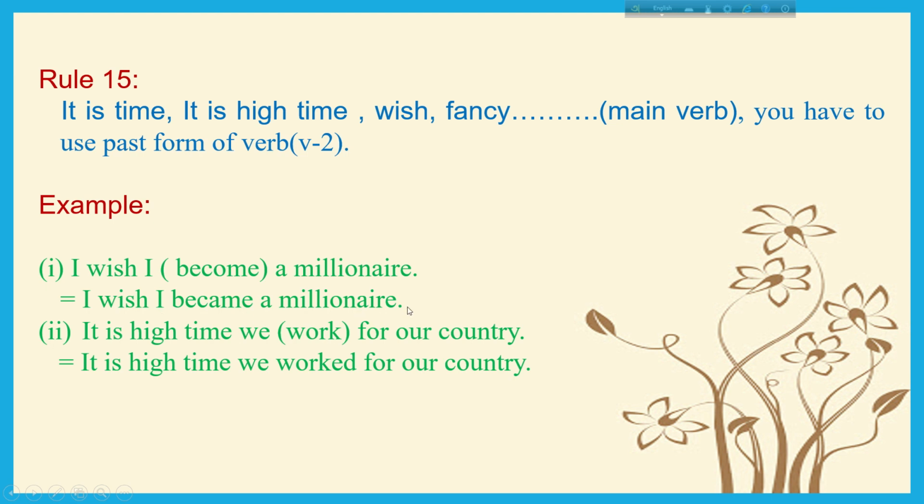In our previous sentence, we used were instead of to be because there was to be in the bracket, but here we find the base form of verb in the bracket. For that reason we have to use the past form of verb here, and if there is to be in the bracket after wish, we have to use were. I think you are clear.